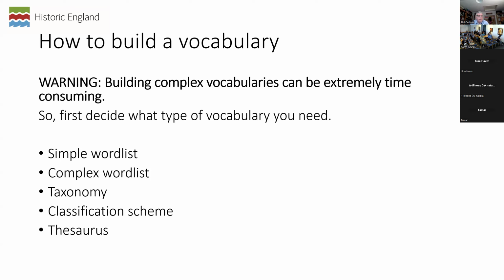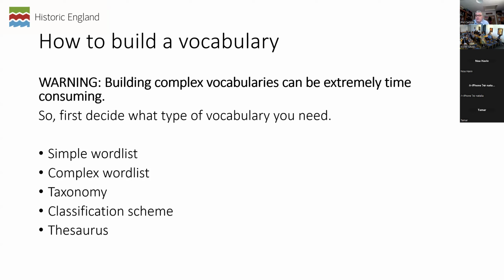So you first need to decide what type of vocabulary you need, because you may not need a complex thesaurus. You may just need a simple word list. It depends on the use case that you're looking at within the data set. But a simple word list is quite literally an alphabetical list of terms, concepts, labels. A complex word list starts structuring those into groups, but only maybe one tier of structure.